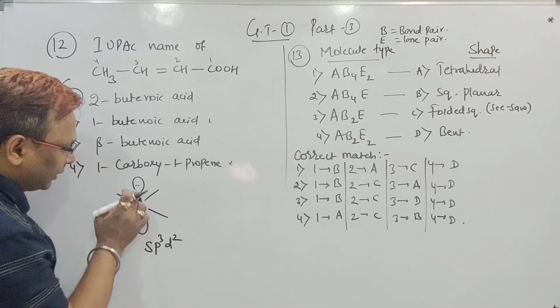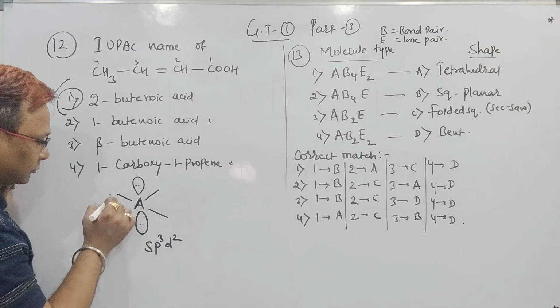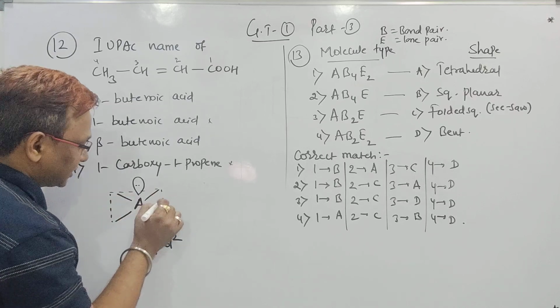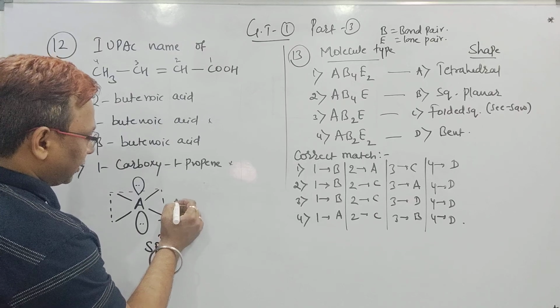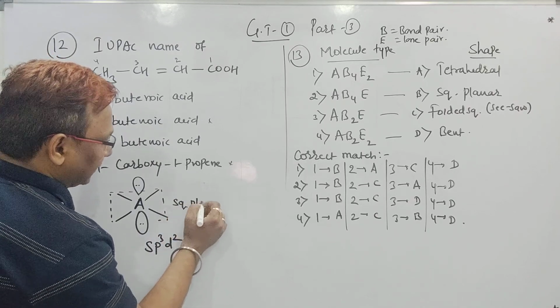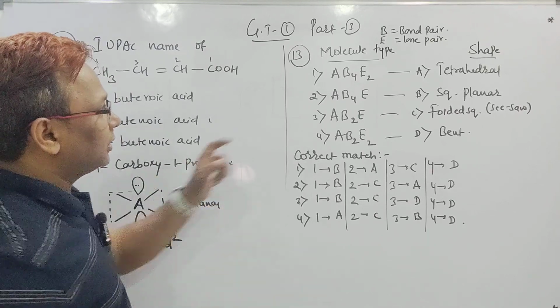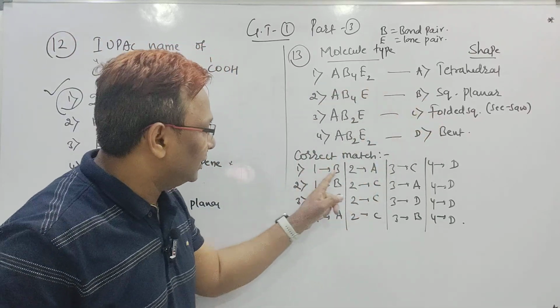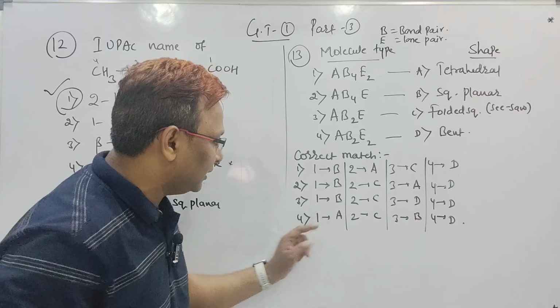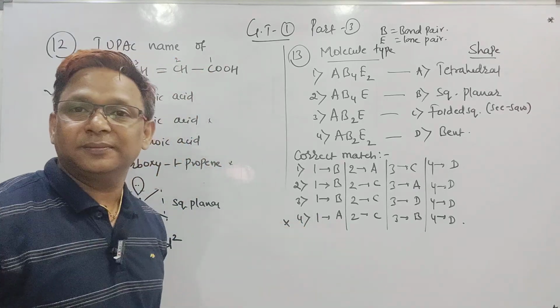But these 2 lone pairs will occupy the axial position. How does the structure look, sir? This structure looks like a square planar. For AB4E2 square planar, one is B, one is B, one is B, one is A. Ruled out. It is not the answer.